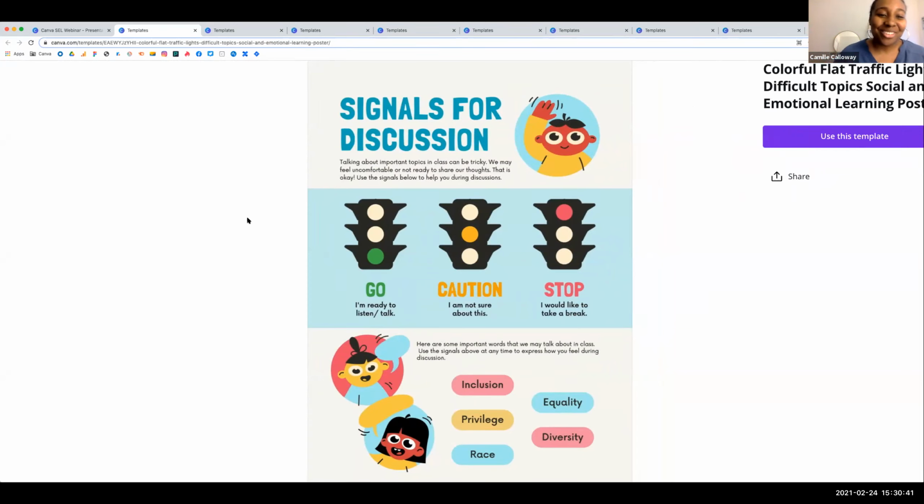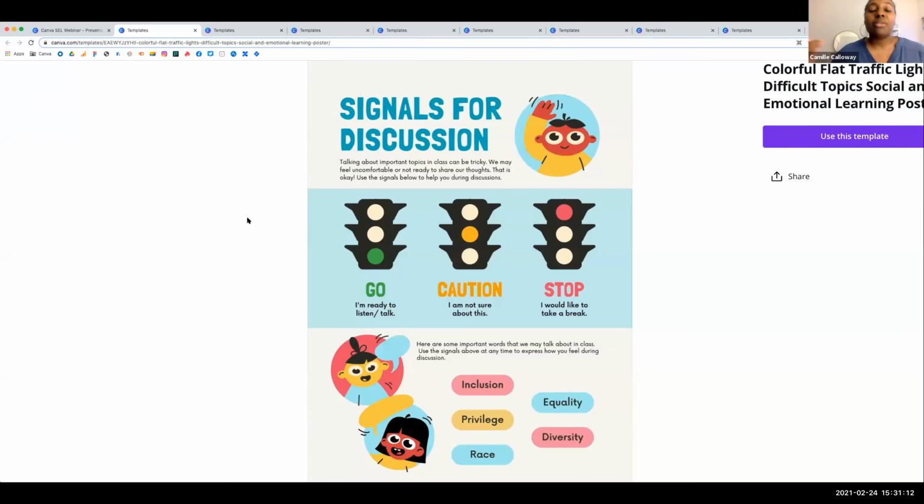But so we talked a little bit about the mood meter. And so what you saw earlier, the traffic signals of the poster, can be used for grades 7 through 9. And you'll see it follows the mood meter, so the green, the yellow, and the red. The important thing is that you want to make sure that the students are comfortable when you are discussing difficult topics.